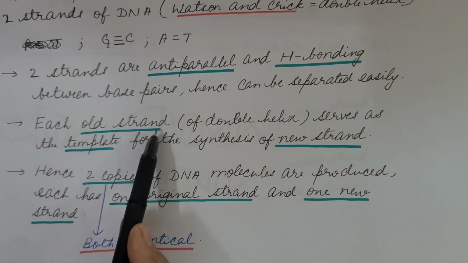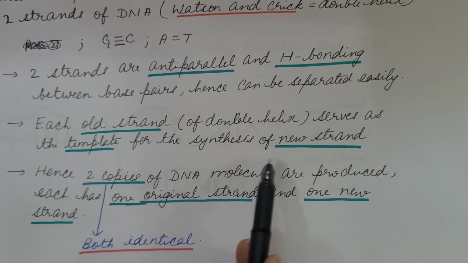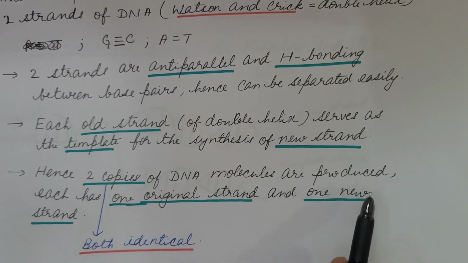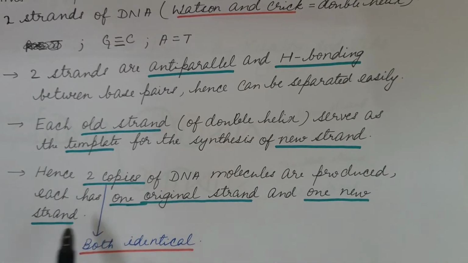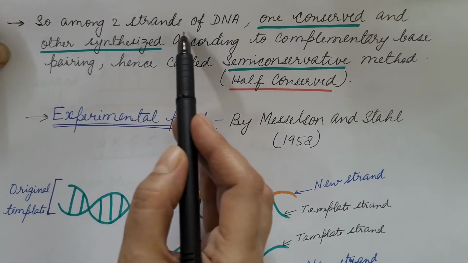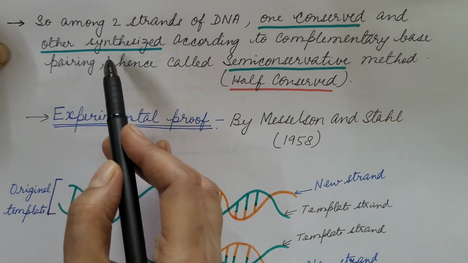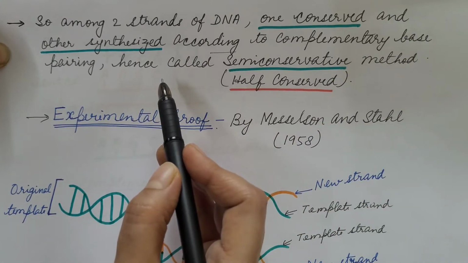Each old strand of the double helix serves as the template for the synthesis of the new strand. Hence, two copies of the DNA molecule are produced. Each has one original strand and one new strand. And both the copies of DNA are identical. So, among the two strands of DNA, one is conserved and the other is synthesized according to complementary base pairing.